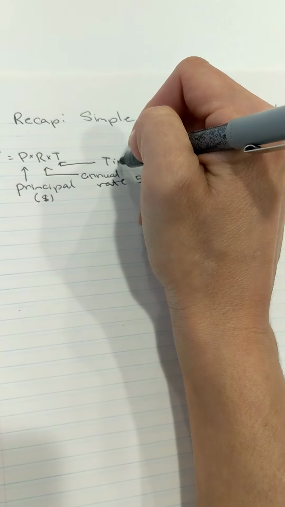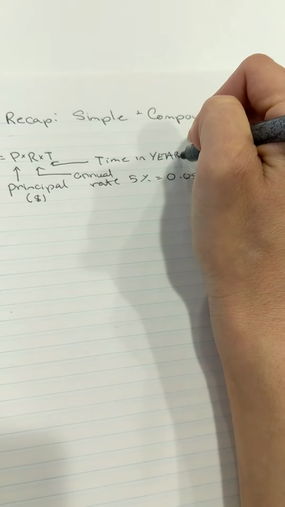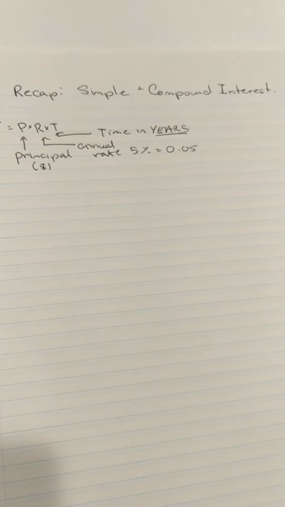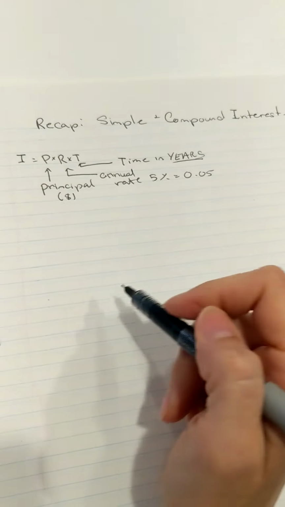And then T is the time. But time has to be in years. Okay, so if we give you 5 years, plug in 5. If we give you a different amount, like a monthly amount, you're going to have to convert it into a yearly amount. So quick example.